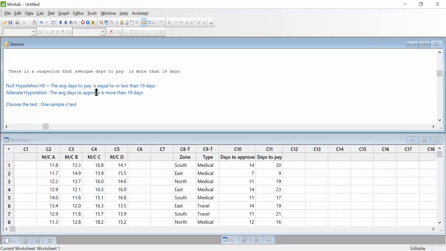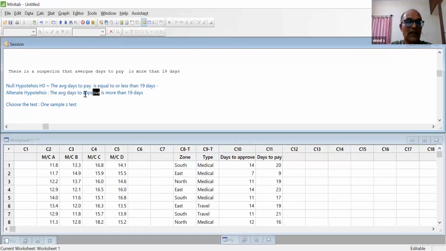Average days to pay is more than 90 days, right? Okay, more than 90 days. So what will be the appropriate test? What is the next step? We have to choose the appropriate test. Which is the test we have to do now?